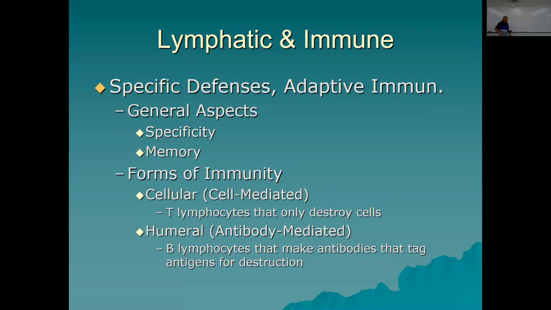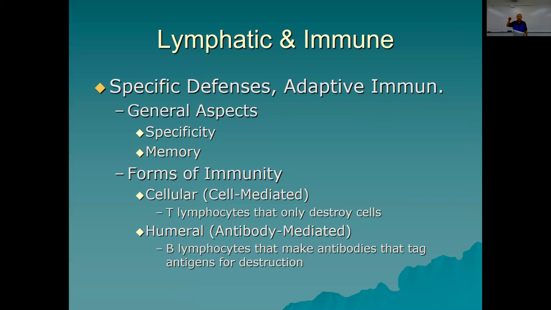Now we get on to specific defenses: adaptive immunity, general aspects, specificity. Here we are going to attack specific organisms that have specific antigens. Antigens, remember, are foreign proteins. We can recognize them specifically as foreign proteins. And then memory is another aspect of it.